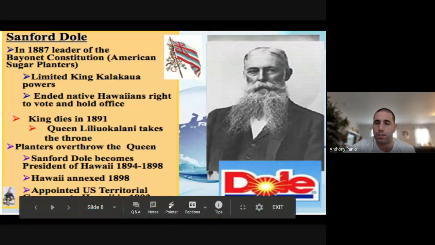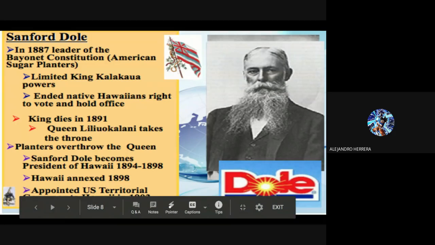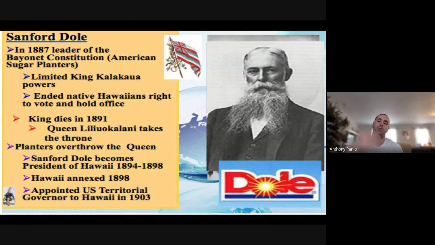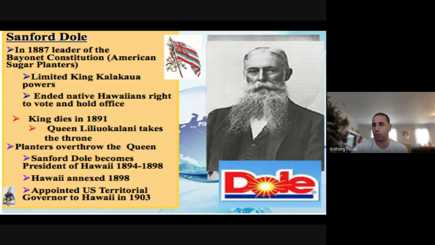Let me know if you've ever seen this before. What does that look like, that Dole right there? Sure, you guys have recognized that before. It's on pineapple juice. Yeah, okay. It's on fruit cups and pineapple juice. Basically places that we would get certain fruits from. And this was named after Sanford Dole, who was the first president of Hawaii from 1894 to 1898. And eventually we get Hawaii to become a territory, and we gain control of all the sugar. So because we wanted sugar, we basically overthrew the queen and installed a president to stand in her place.